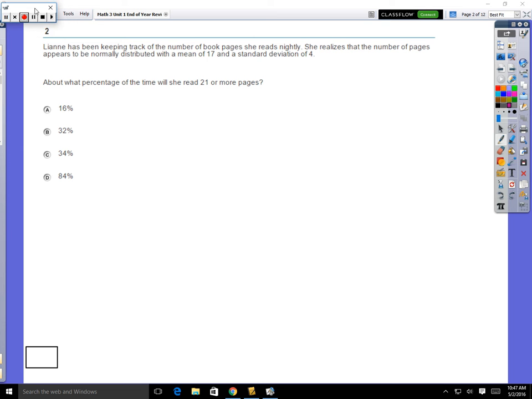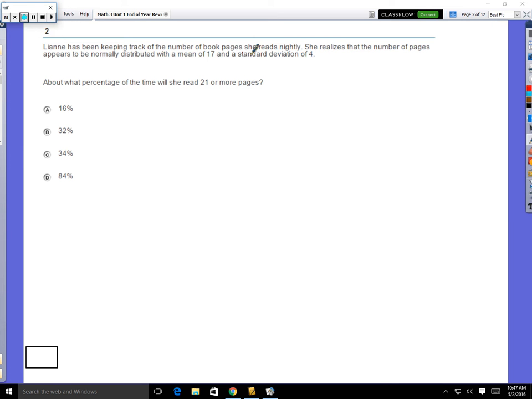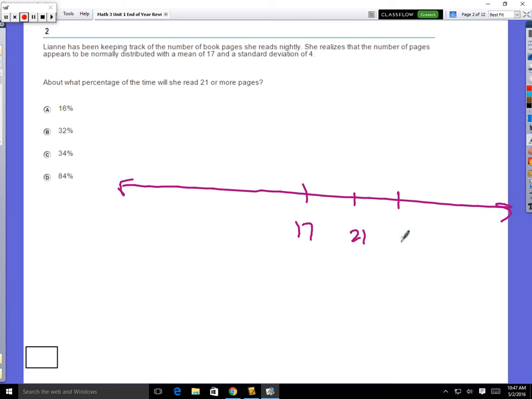Okay, number 2. Leanne's been keeping track of the number of book pages she reads each night. She realizes the number of pages appears to be normally distributed with a mean of 17. So the average is 17. And it deviates by 4. So if we go 4 above, and 4 above that, and 4 above that. Okay, so the question, what percent of the time is she going to read 21 or more? So from this point, 21 on.